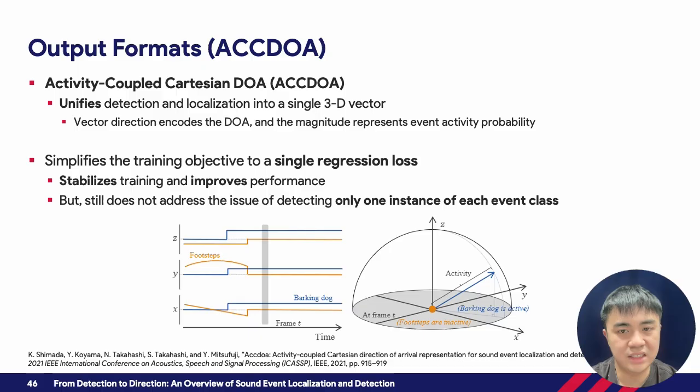Now, the beauty of this is that it simplifies the entire training objective down to a single regression loss, which stabilizes training and improves performance. However, it still only has one vector per class, so it cannot handle multiple instances of the same event.